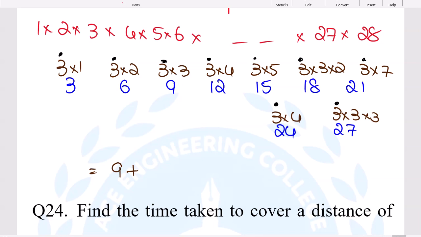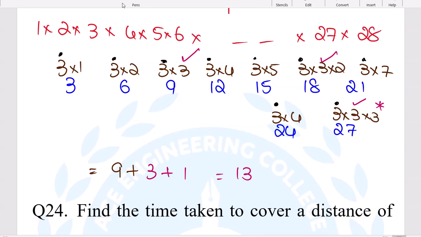Next one, the second place: how many 3s are there in the second place? 3 times. Next one, the third place: how many 3s are there? Only 1 time. What is 9 plus 3 plus 1? 13. So what is the highest power of 3 in 28 factorial? Your answer should be 13. I am doing the basic calculation here.